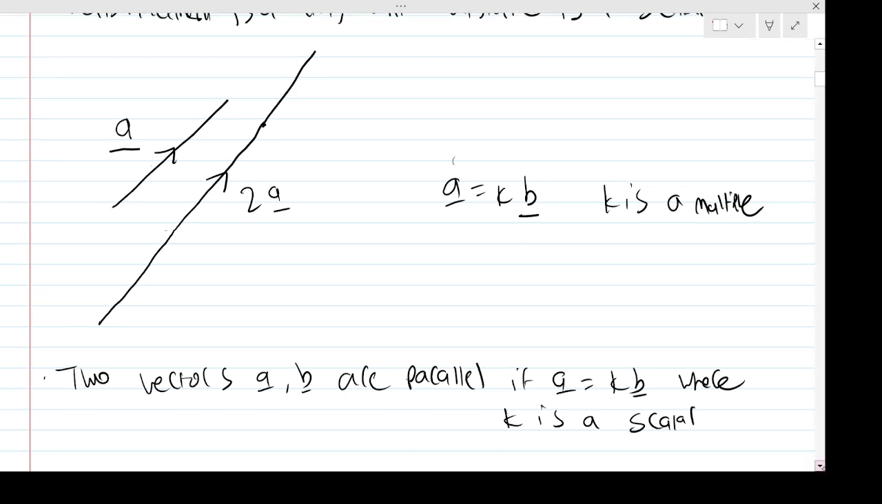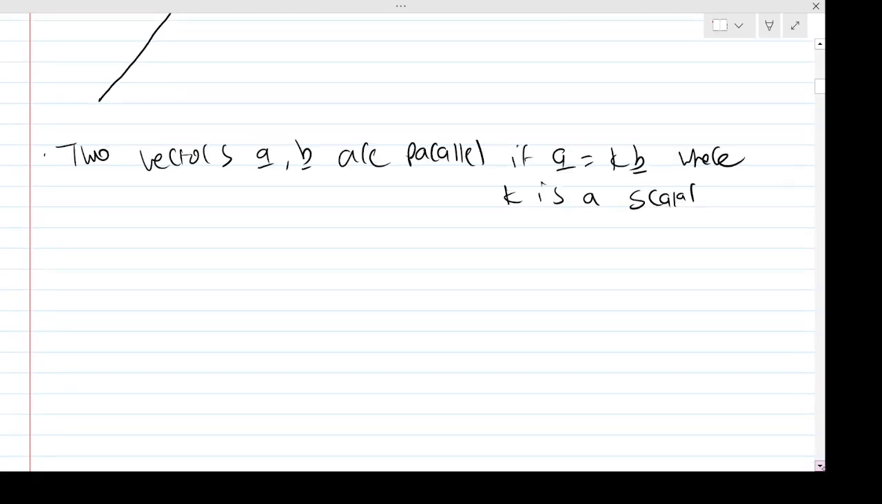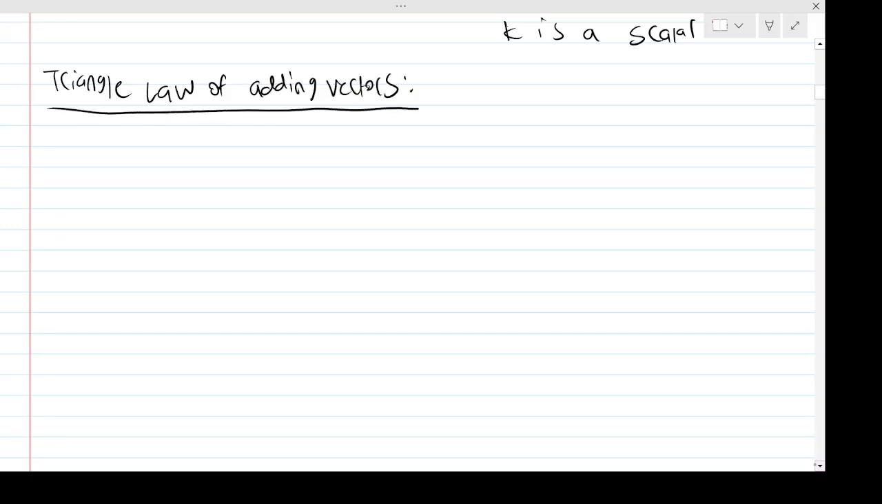Okay. So the last thing we're going to look at, which you probably wouldn't have seen, is the idea of a triangle and a parallelogram law of adding vectors. Let's start with the triangle law of adding vectors. So what's going on here? What am I talking about? Well, if I have any two vectors, let's say I have vector A again here and vector B is here.